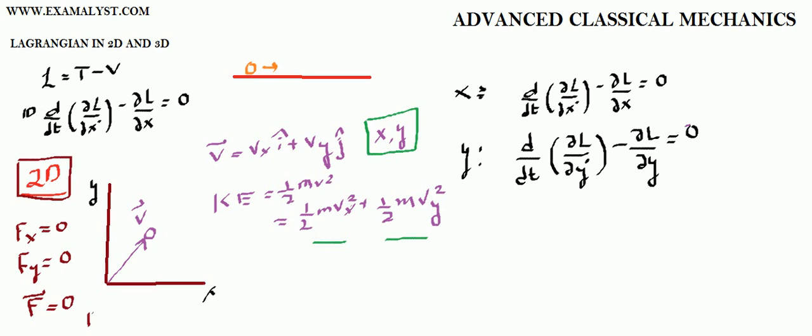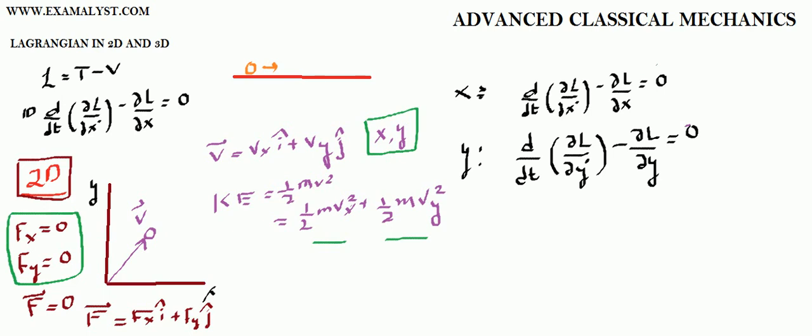So what is the total force vector? The total force vector will be composed of a force in the x direction, fx i, and we know that fx is 0 for a freely moving body, and a force in the y direction, fy j, and we know that for a freely moving body, fy is 0. Now the Lagrangian will tell you what the forces are.